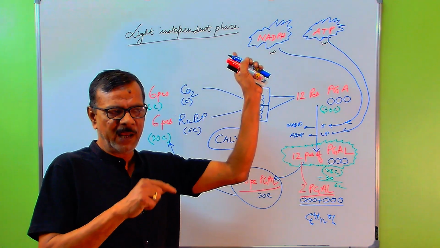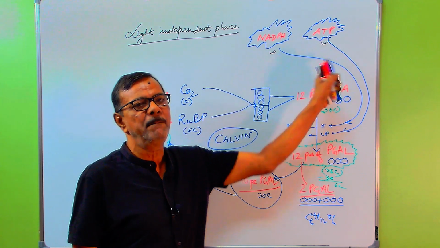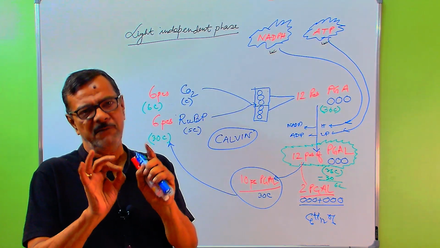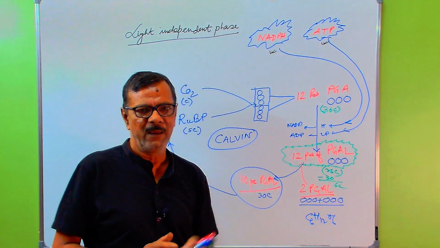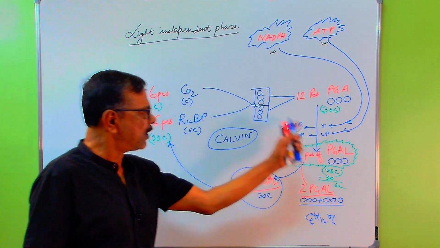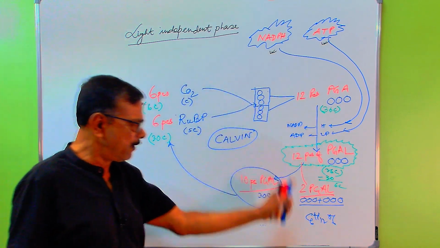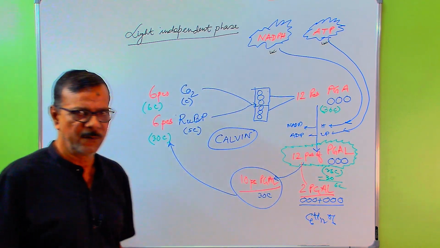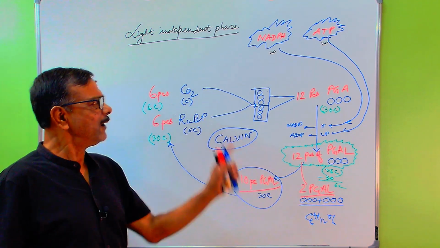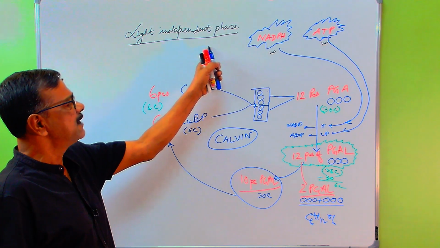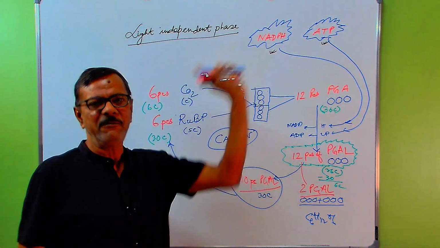Because the two important components which are being produced in the light phase, that is NADPH and ATP, are required to continue the process of photosynthesis and for the production of glucose, or to continue the cycle. So the light independent phase is indirectly dependent on the light dependent phase.